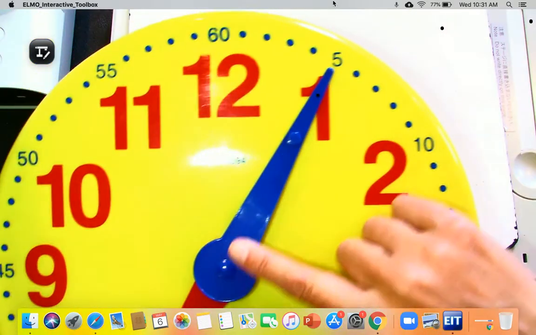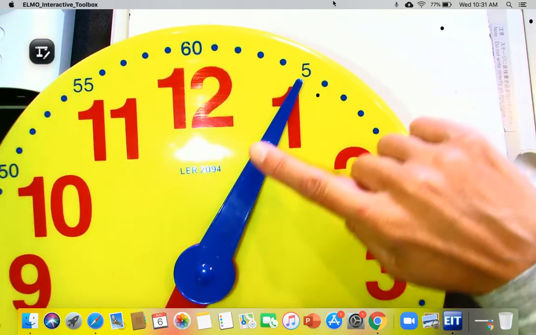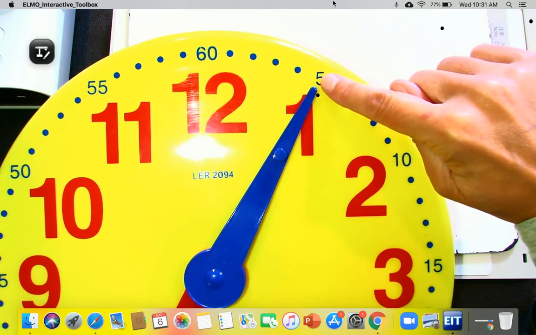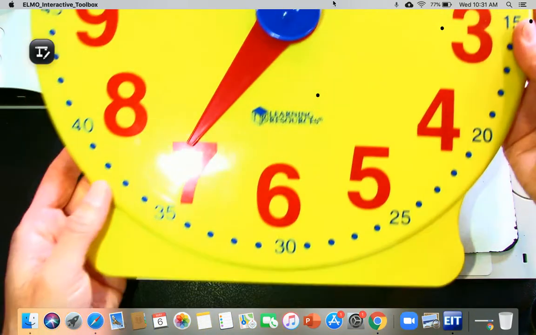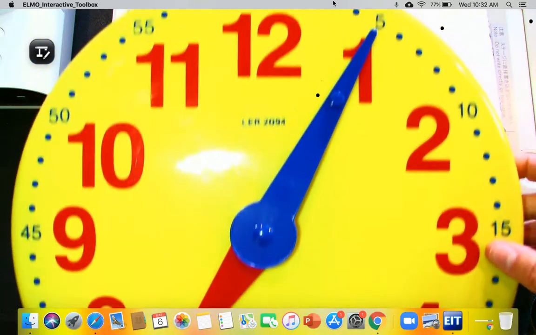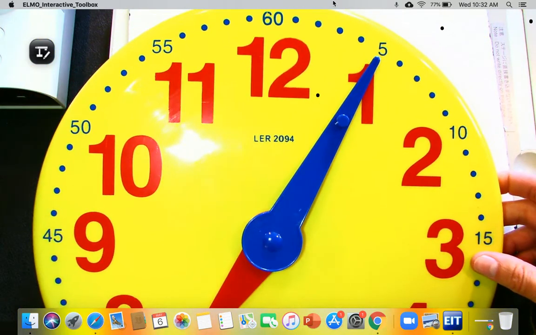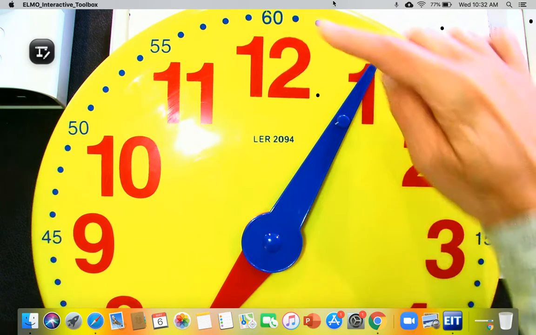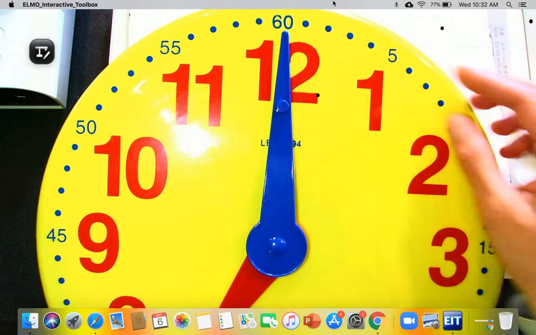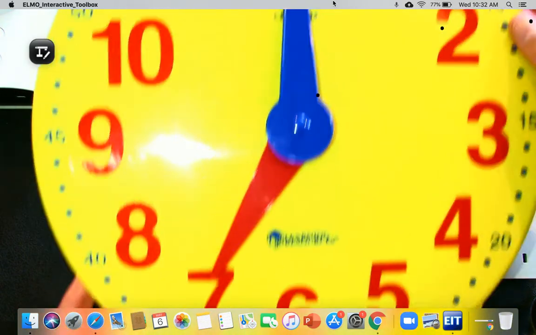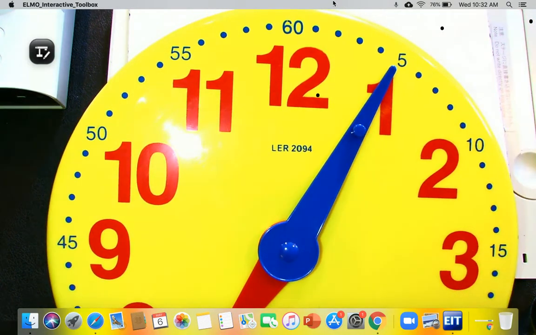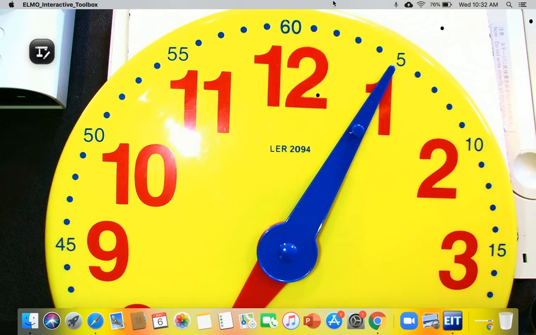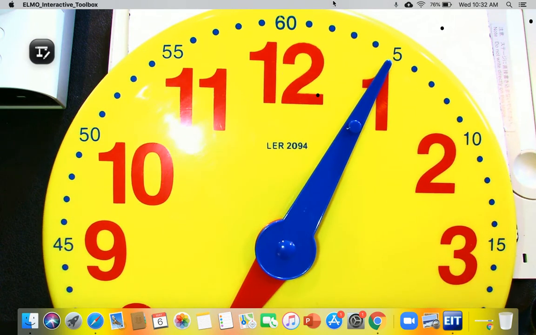And then the long hand is the minute hand. And this would be 5 minutes after seven. So we could say the time is 7:05. Or we could say 5 minutes after seven. I guess this would be 7 o'clock. And then we could say this is 5 minutes after seven. You could also say 5 after 7 or 5 past 7.